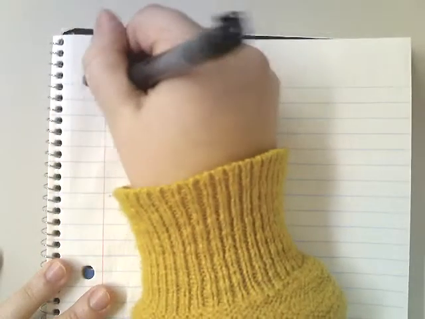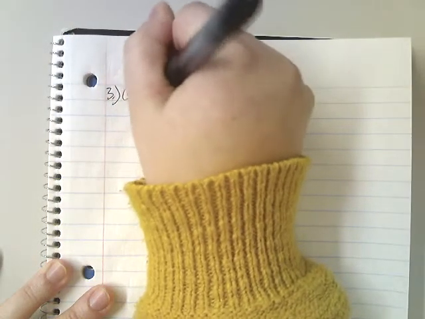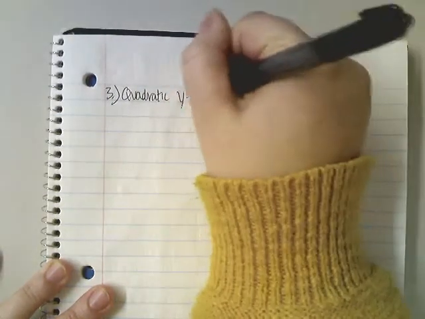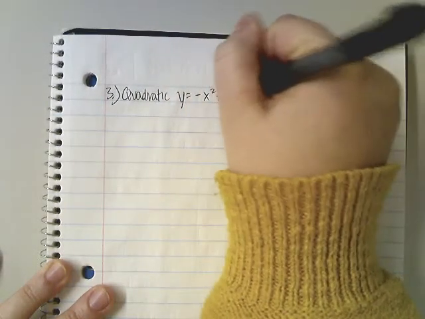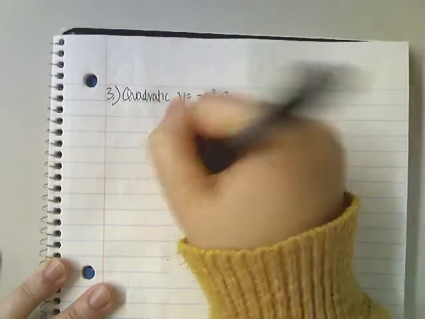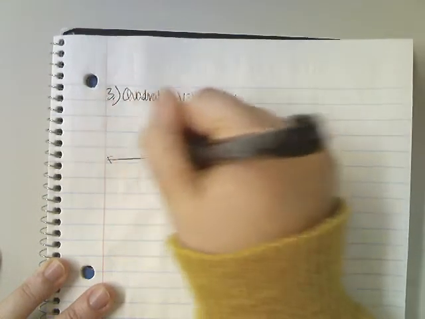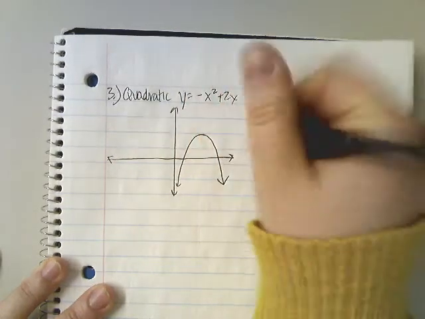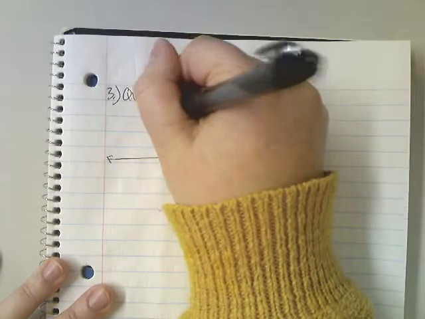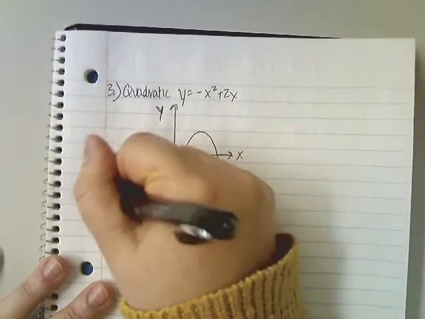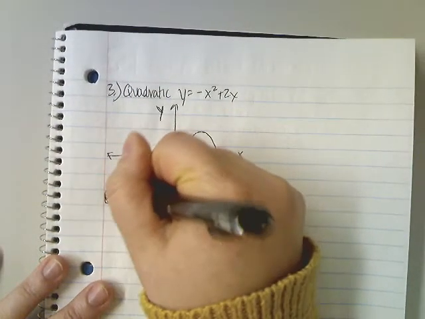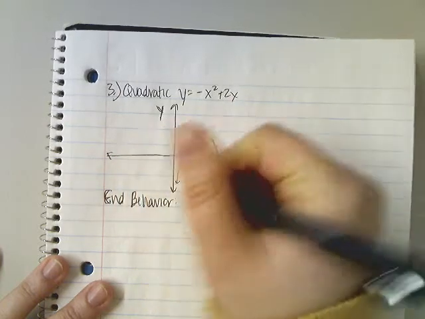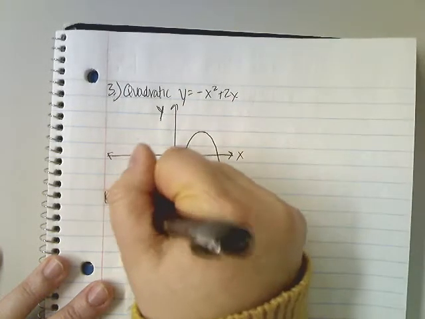to determine end behavior. So the last two examples, I'm going to give us a quadratic. And we'll do y equals negative x squared plus 2x. And this could look something like this. This is x and y. So again, our end behavior is down and down.